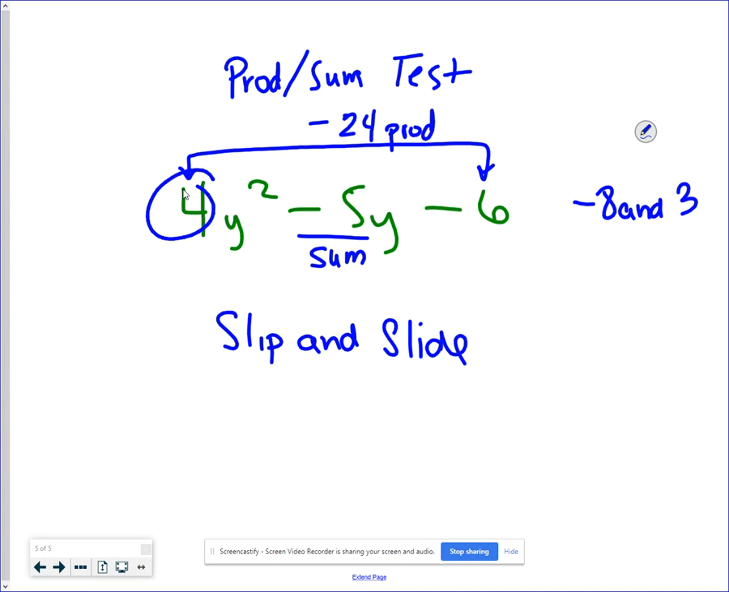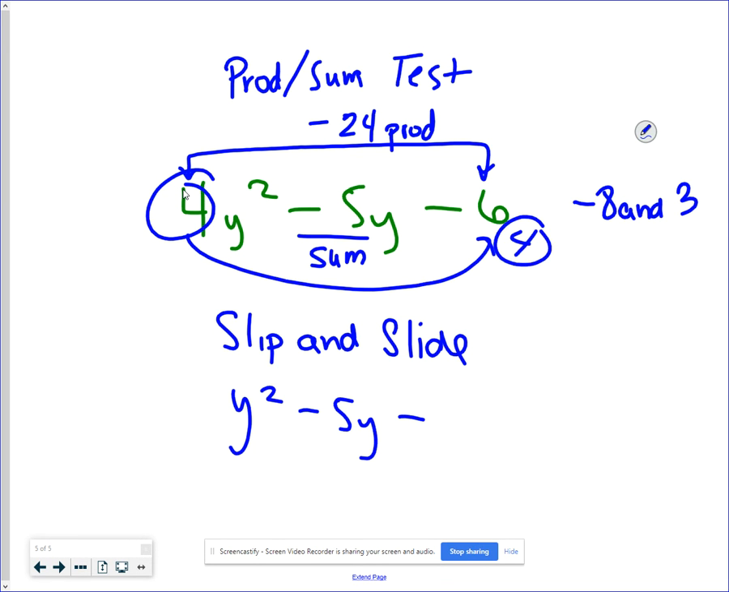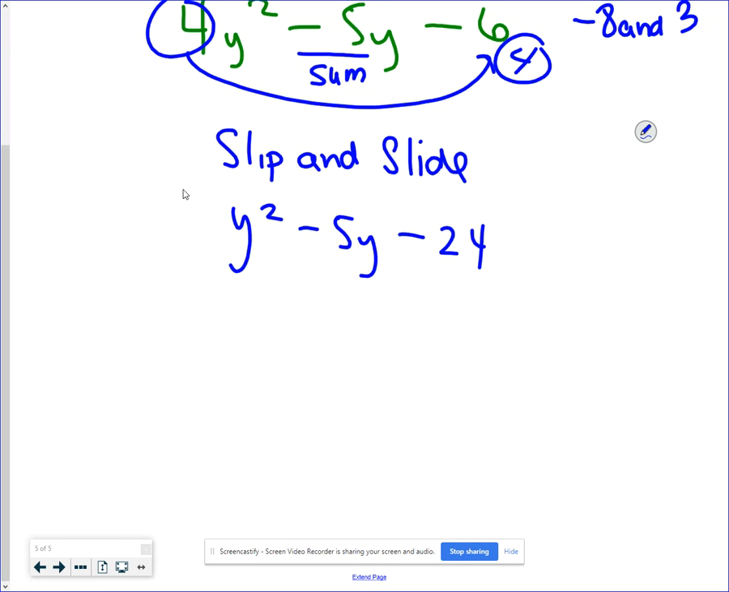So let's take this 4, slip it to the back. So rewrite this as y squared minus 5y. Remember, when you slip the 4 to the back, you've got to multiply by that last number. 4 times -6 is -24. So now we're going to try to factor it.